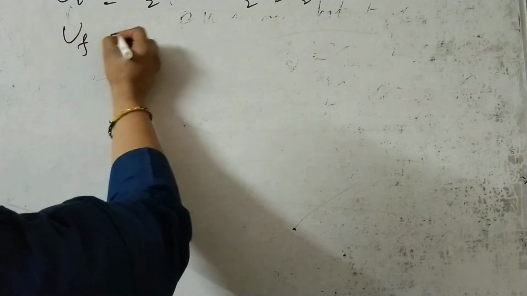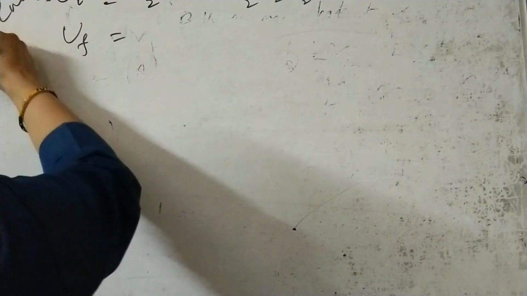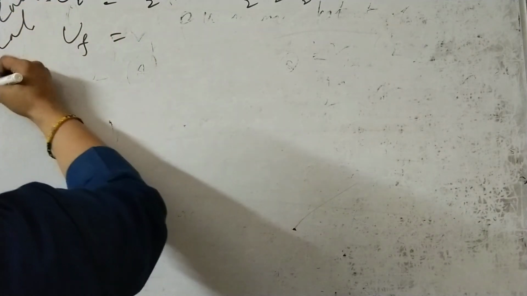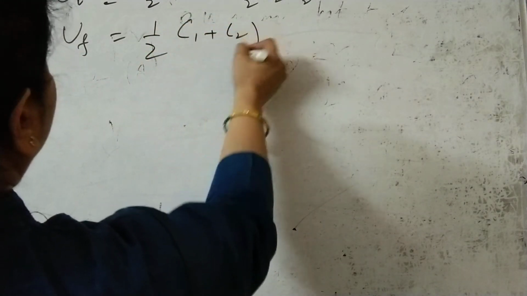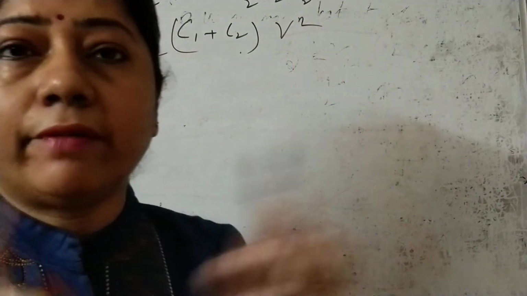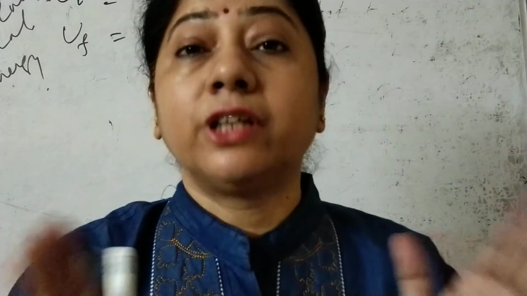If I take Ui, this is the initial energy before they were connected, and this is the final energy after they have been connected. So what energy do we have? This will be half (C1 plus C2) V square. Why? Because after they have been connected, they don't have different potentials. The potential is a common potential that we have. Things you need to understand.